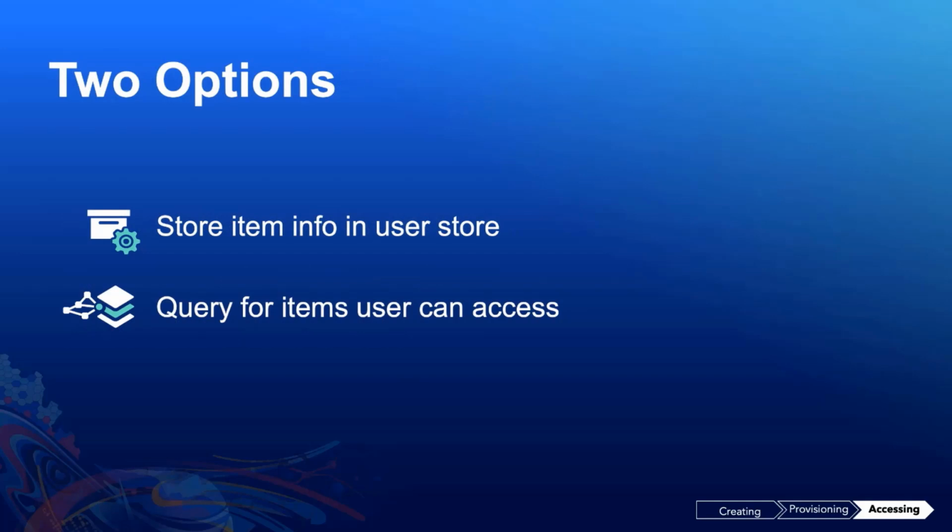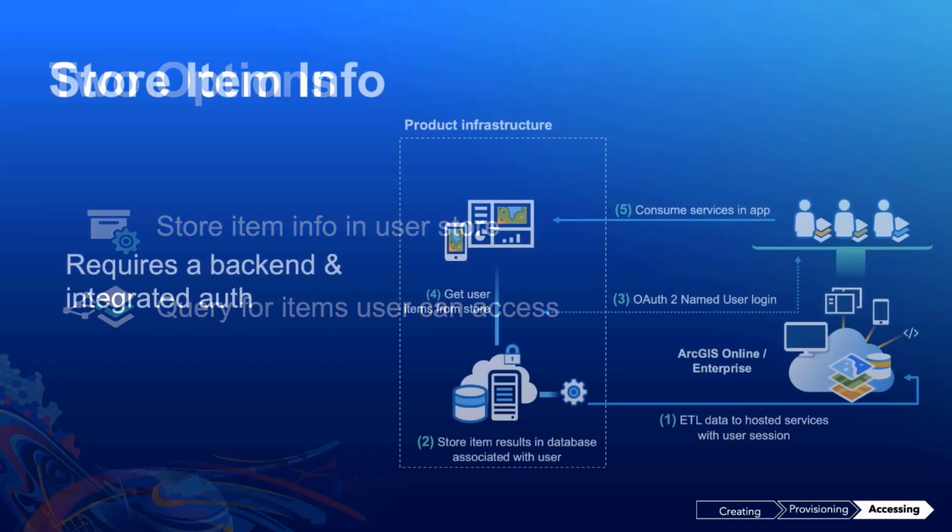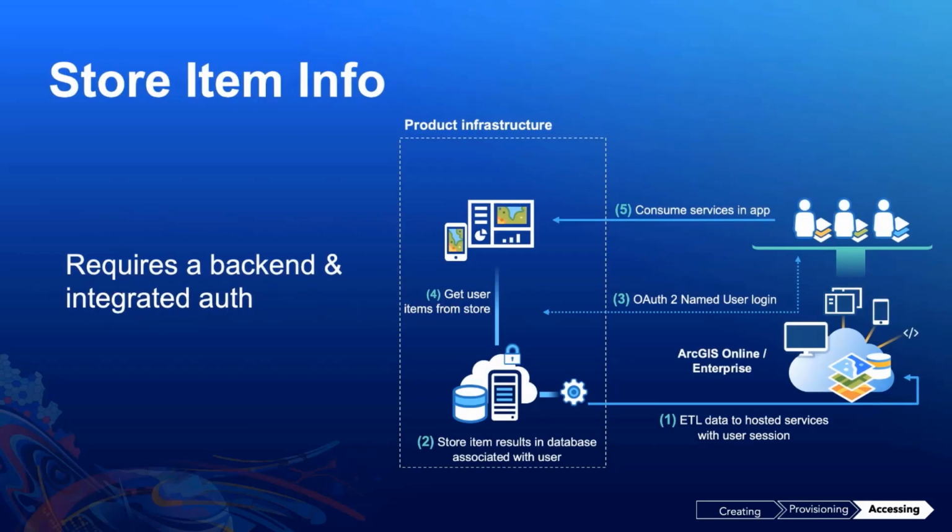So there are a couple of options here. One is to store item information in a user store, and the other is to use the query API, which we'll have a demo of, to help discover, to query explicitly for the items that you want, or to present the user with different options through the UI so they can select the data set that they want to use.